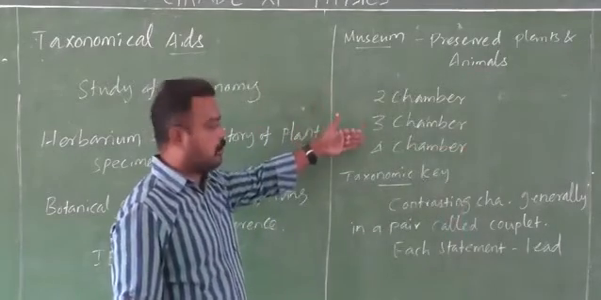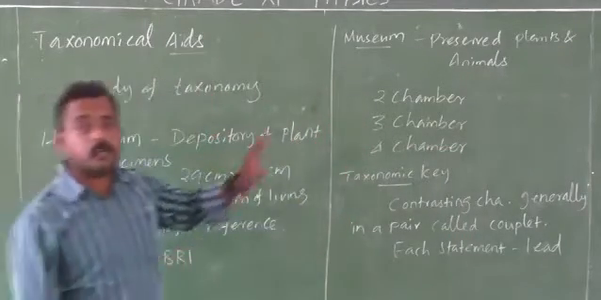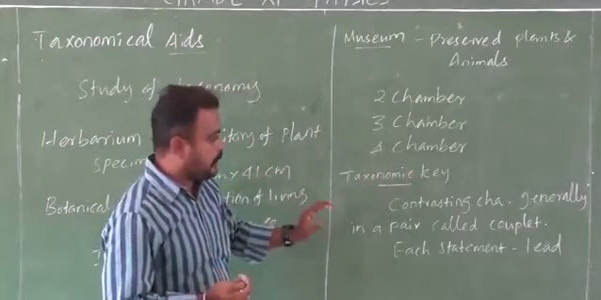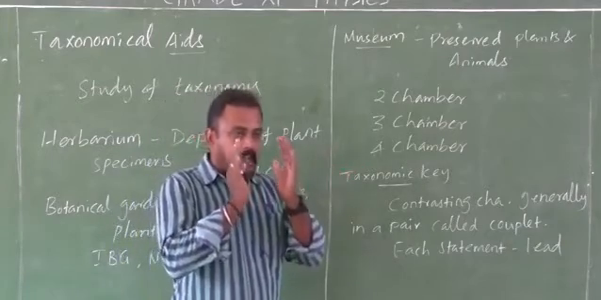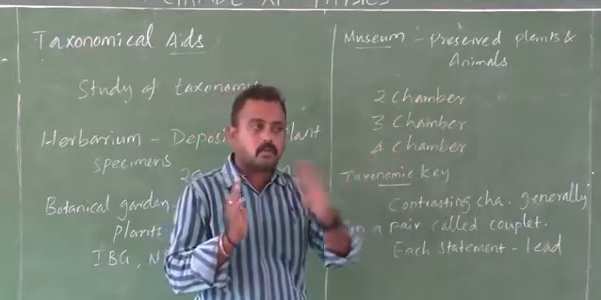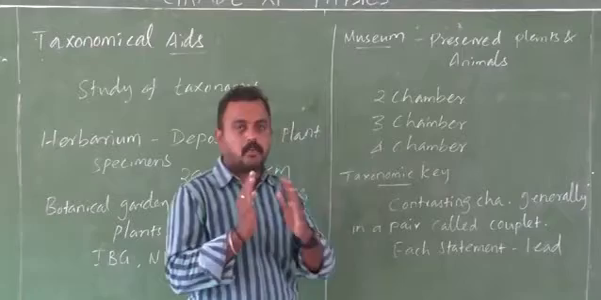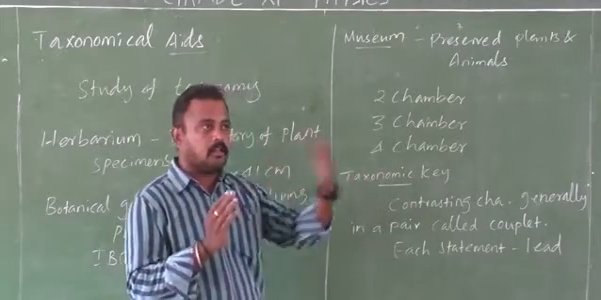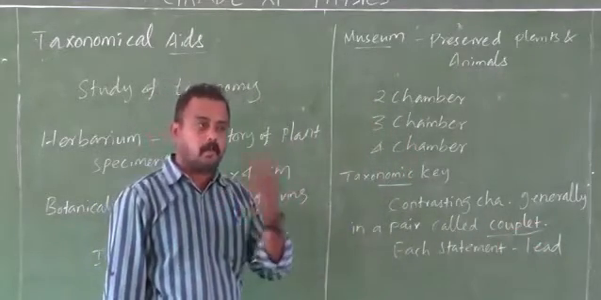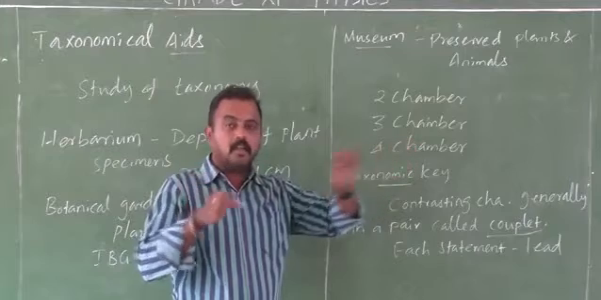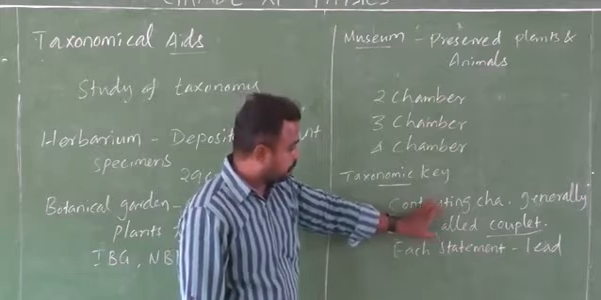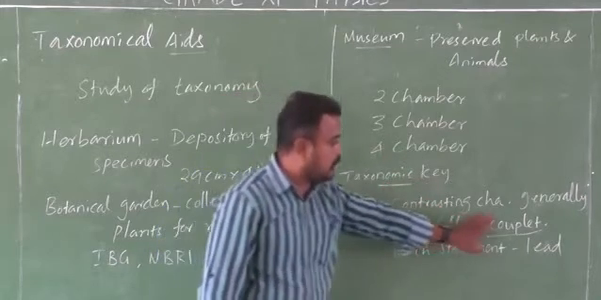2 chamber heart, 3 chamber heart and 4 chamber heart. Here we can ask some questions. So that is a contrasting question. Here you see one contrasting question: whether it has a 2 chamber heart or not. Whether it has a backbone or not. Like that they have given questions. Those contrasting questions are known as a couplet. Contrasting question is called a couplet. Actually, the whole thing is called a key. So in the key, the contrasting character is the couplet.